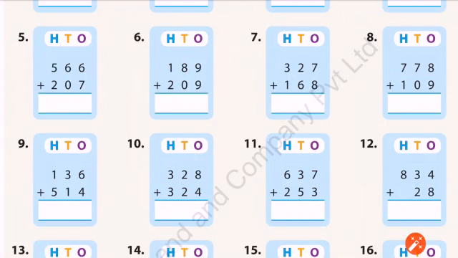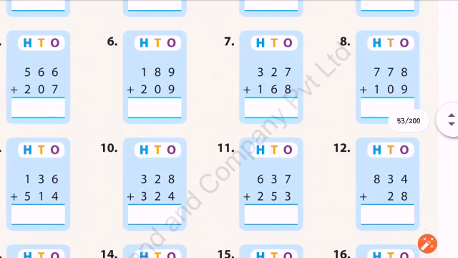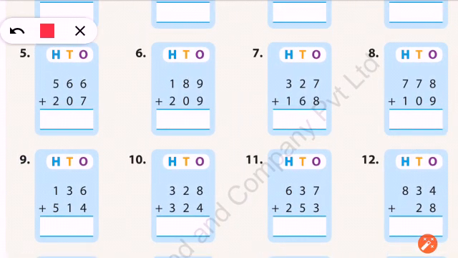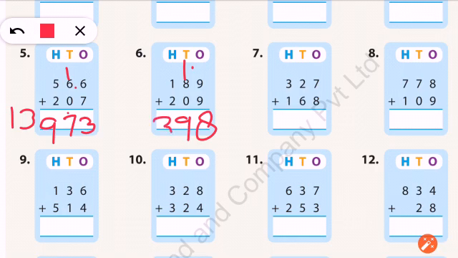Okay. See question number 5. 6 plus 7. 6 plus 7 is 13. So 3 will be here and 1 will be carried. 6 plus 0: 0 added to any number, the answer will be the same, 6, and 1 will be added, 7. 5 plus 2 is 7. 9 plus 9 is 18, and 1 will be carried. So 8 plus 0 is 8, and 8 plus 1 is 9. 2 plus 1 is 3.